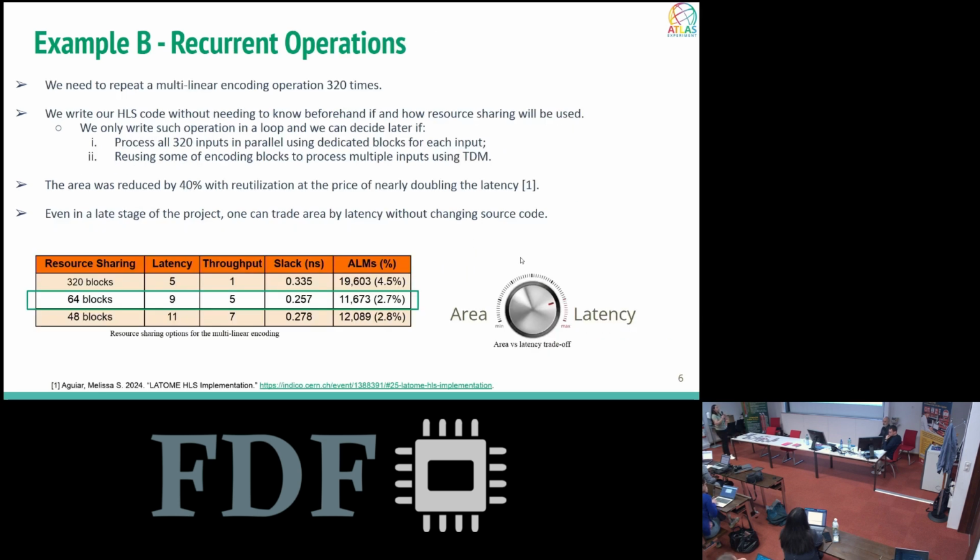The second example is about recurrent operations, because we have this multilinear encoding operation that must be repeated 320 times.